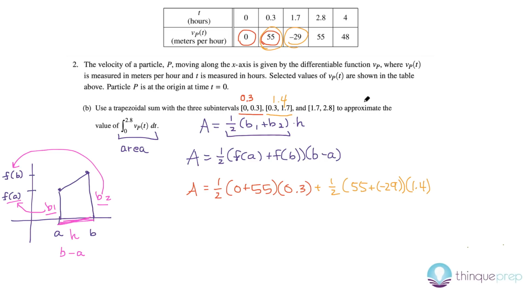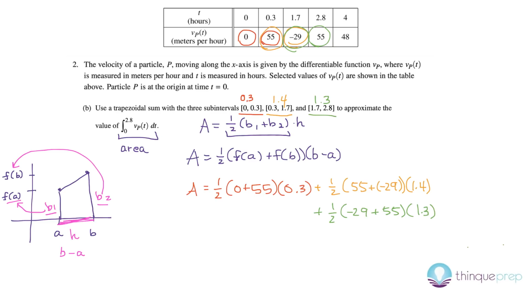And then I'm going to do one more. These have a difference of 1.3. And then this would be my f of a and my f of b. So we'll do negative 29 plus 55, and then that's times 1.3.